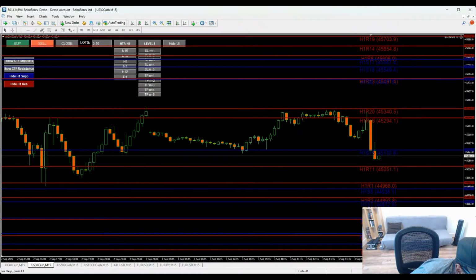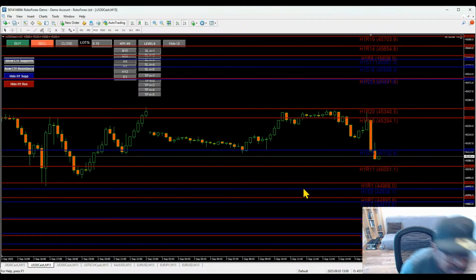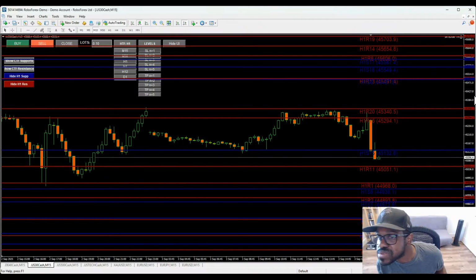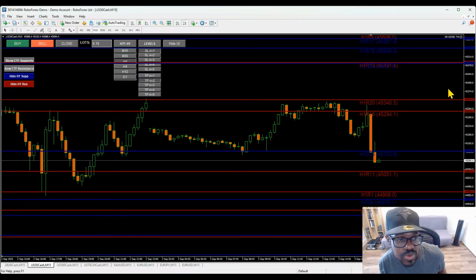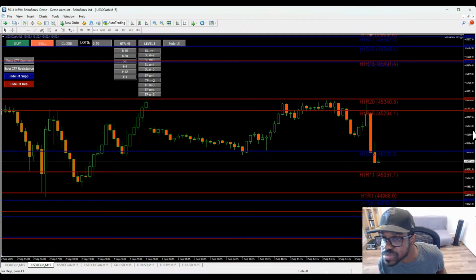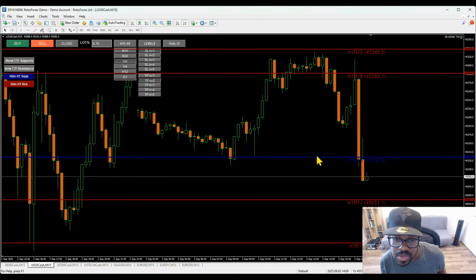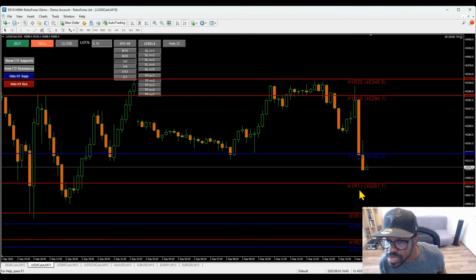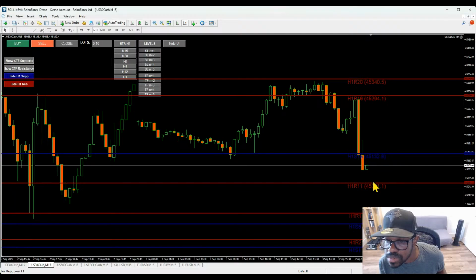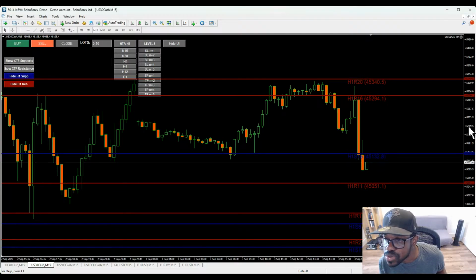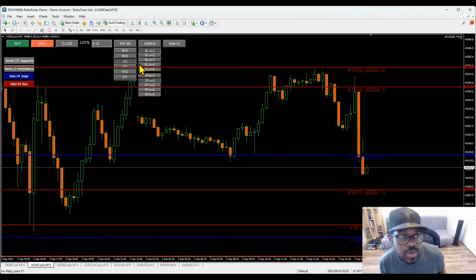Let's make sure that I'm on the right thing. Yeah, US30, yes. So US30 looking to go bearish. So we may have some continuation in here on the downside. So a level to be looking for is this one here, and even this one here. So if it goes past those, that'll be important.